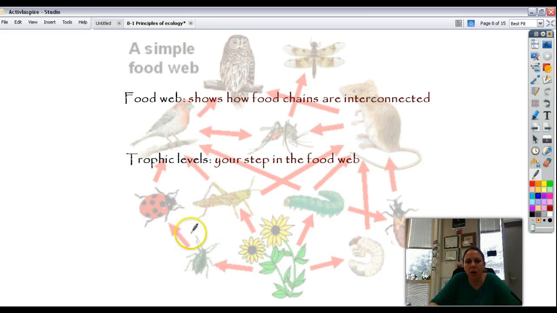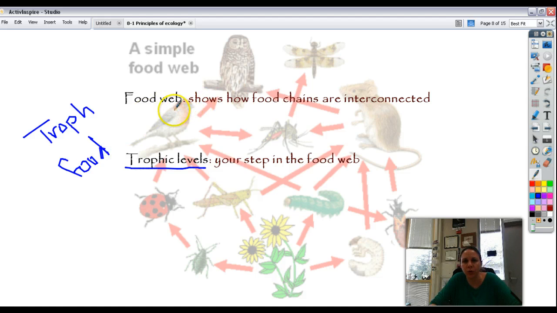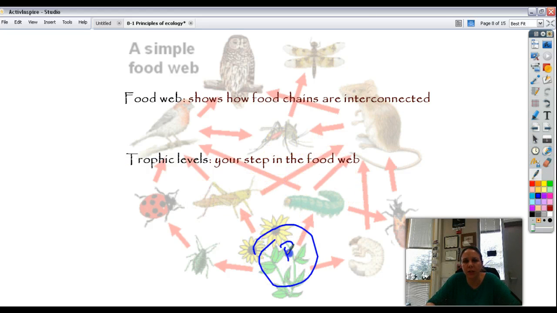So where you belong in this food web is called your trophic level. That word troph has to do with food or eating. So like autotroph, heterotroph. So a trophic level is where you belong in the food web. So if my producers are the beginning, then if I'm one away from the plant, that means that I am in the first trophic level. Okay? If I'm two away from the plant, then I am in the second trophic level.